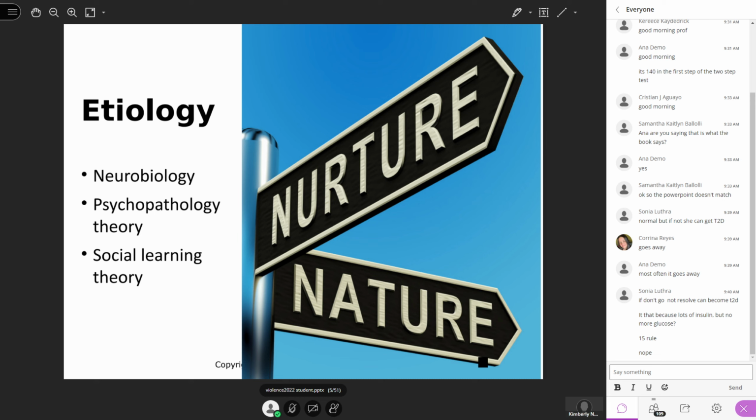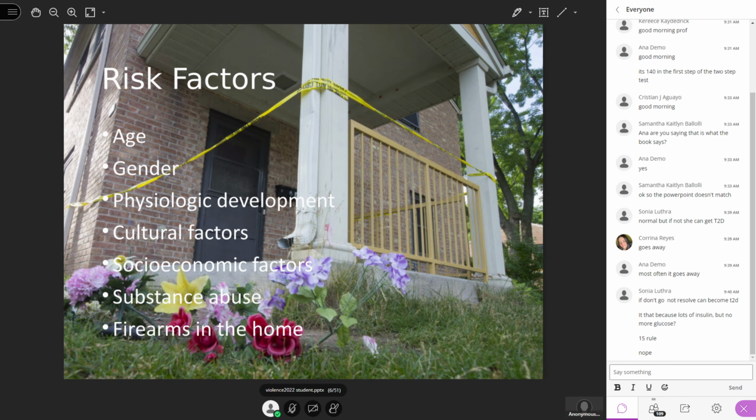Why does it happen? Sometimes it may be neurobiological. It may be connected to psychology or underlying mental health disorders, or it may be something that is learned. Okay. What are some of the factors? Age, gender, physiological development. So we think about our population from our last year's discussion.